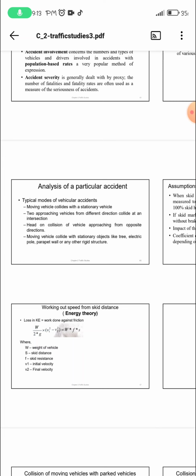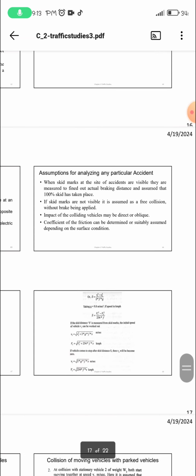Analysis of a particular accident. Typical modes of vehicular accidents. Moving vehicle collides with a stationary vehicle. Two approaching vehicles from different directions collide at an intersection. Head-on collision of vehicles approaching from opposite directions. Moving vehicle collides with stationary objects like a tree, electric pole, parapet wall, or any other rigid structure.